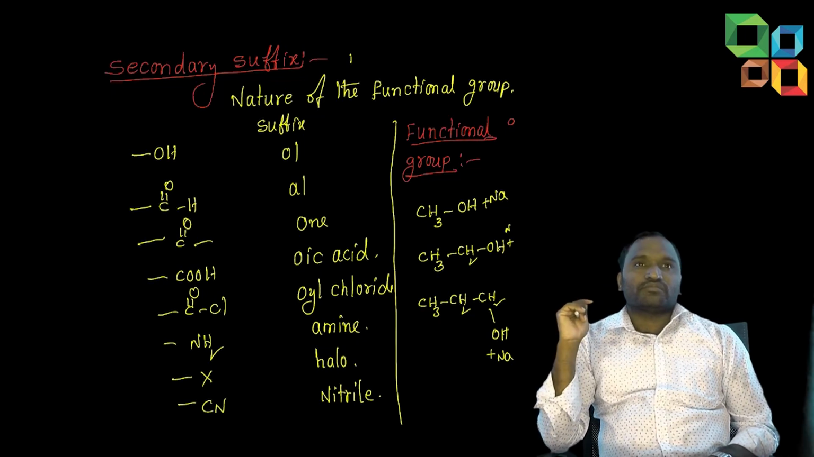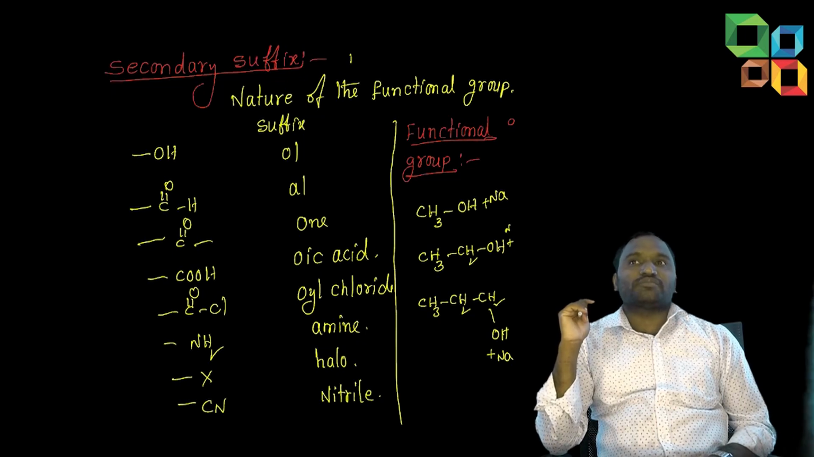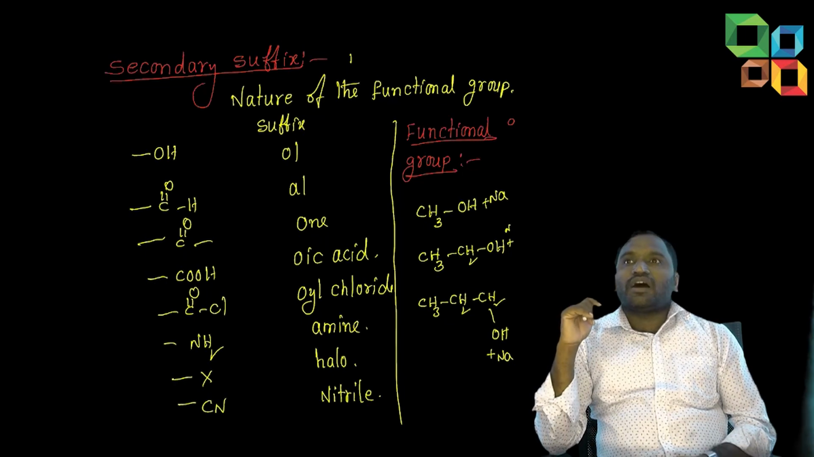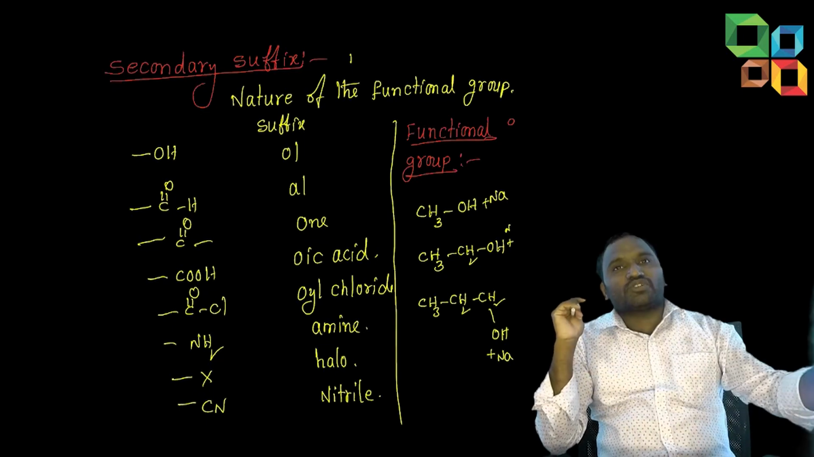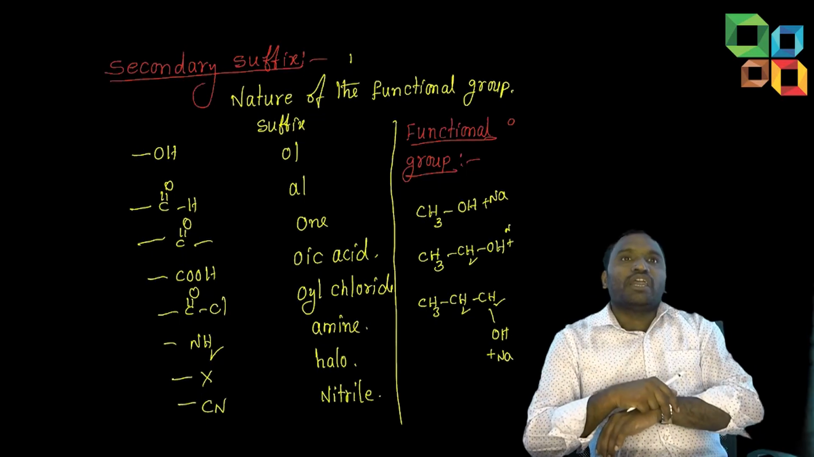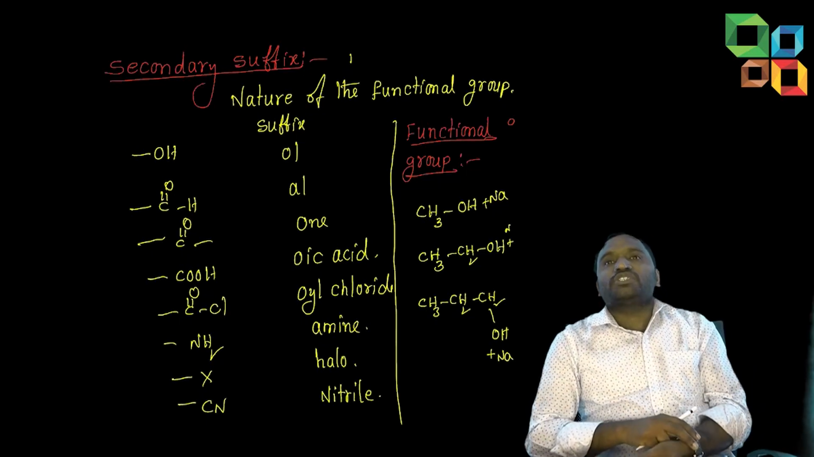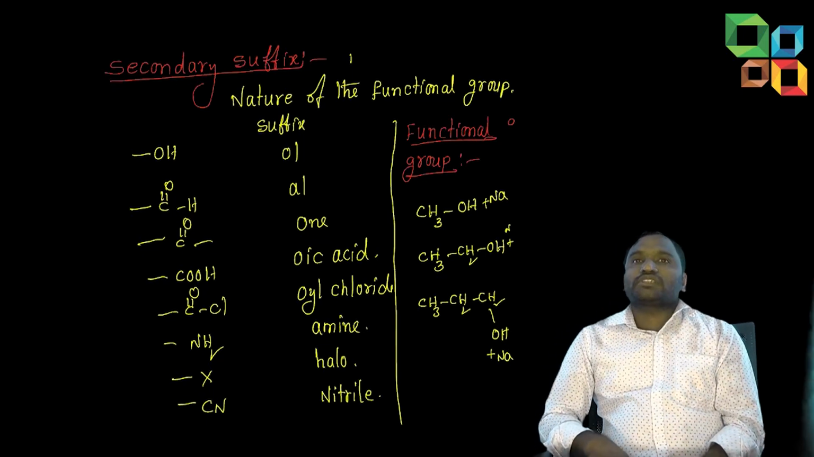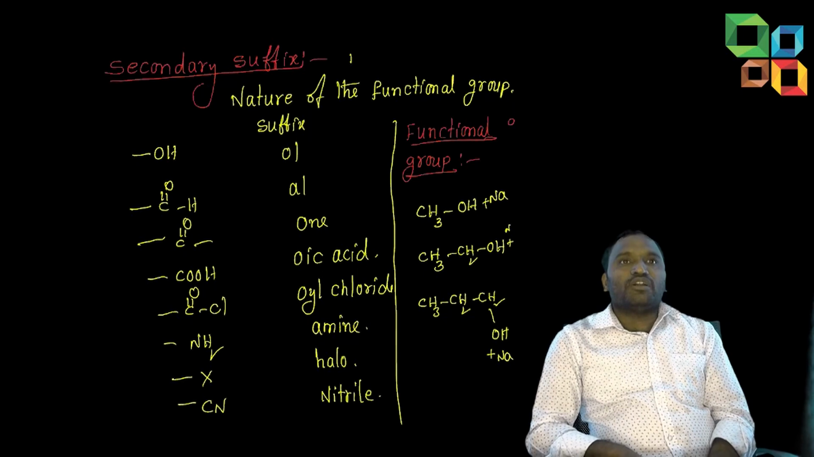Even CH3 is a functional group, right? CH3 is not a functional group. COOH is the functional group. Then what is methyl, sir? Methyl is just hydrocarbon. Alkyl groups always act as substituents only. They won't act as functional groups. Heteroatomic groups which are connecting to the hydrocarbon are called functional groups.